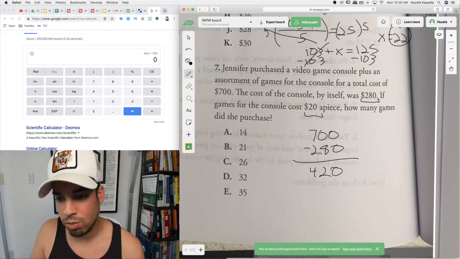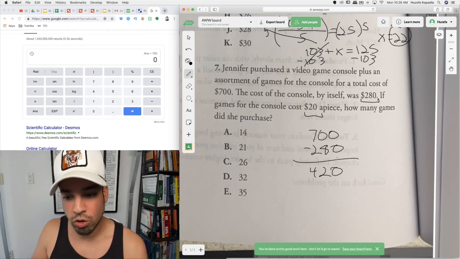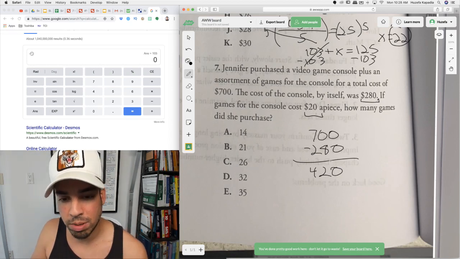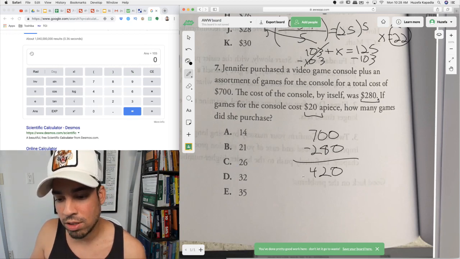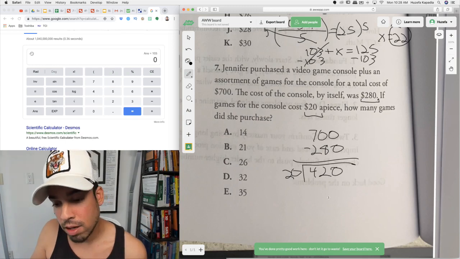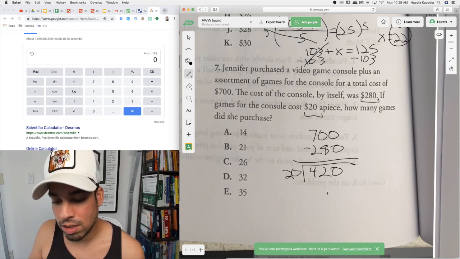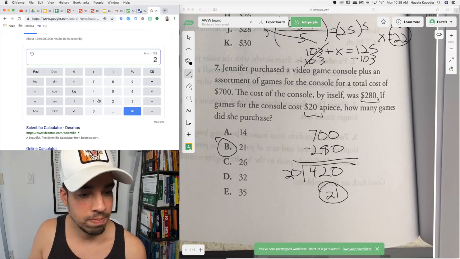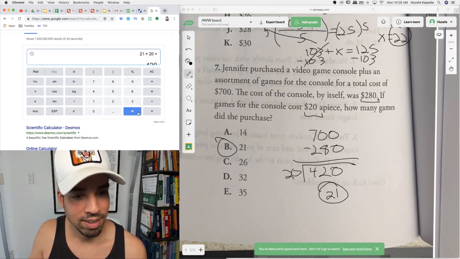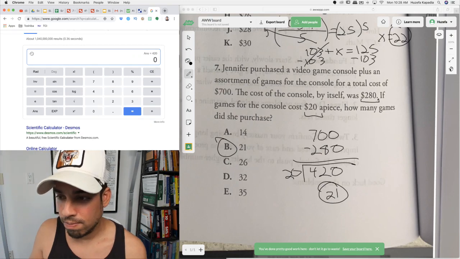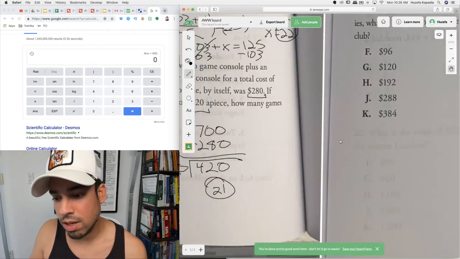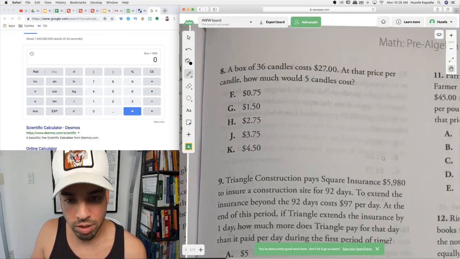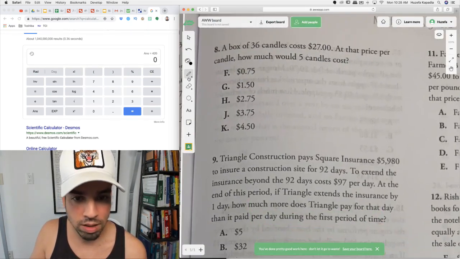You can use a calculator if you want. So now we know that the games cost $420, and we know that each game costs $20 a piece. How many games did we purchase? We just take this $420 and say, all right, well, each game costs $20. Let's just divide it by 20. And we can do that mentally. It's 21. 21 times 20 is 420. Let's just make sure. All right, cool. That's the nice thing about the ACT. You got the calculator for everything. So it's nice. That part's nice.